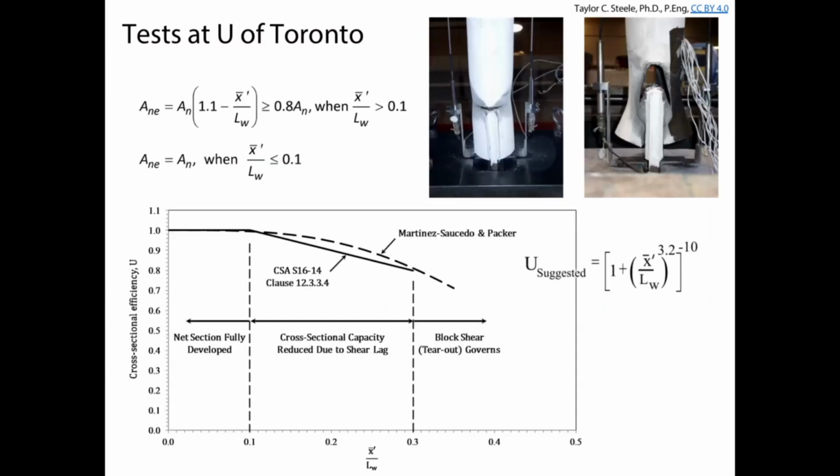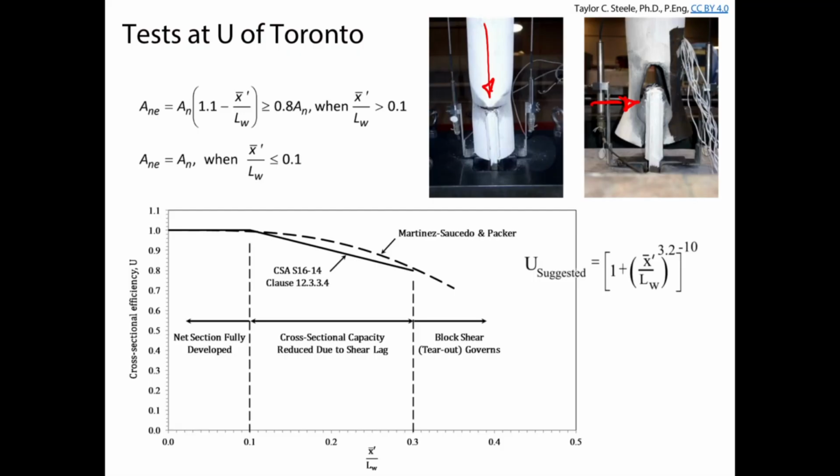The right way to think about this is if ANE is less than 0.8 AN, it's not going to be net section fracture that will be governing the strength of the tension member anymore. It's going to be some kind of tear-out behavior that looks something like what's shown in the picture here on the right. Net section fracture for these welded connections looks something like this, right? It tends to fracture close to where the gusset plate is welded to the cross-section. Through the shear lag effects, you can see some of the stresses start to get transferred out over here as well.